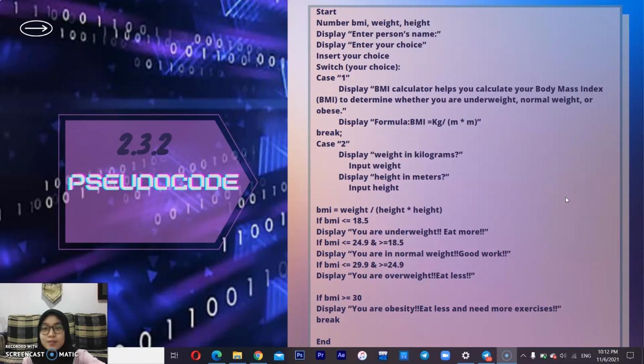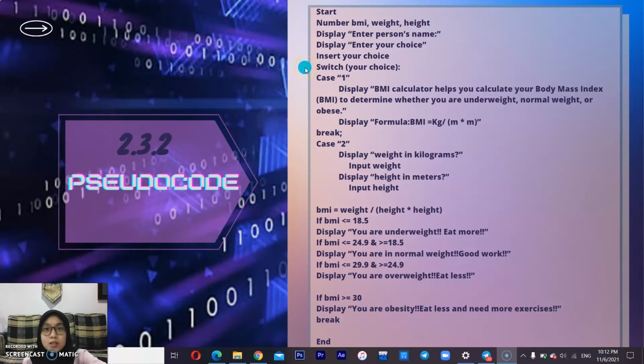Okay, we continue with the pseudocode part. After we do the problem analysis, we transfer to pseudocode. You can see here it must start with start, and then number, BMI, weight, height, and then we need to display enter person's name and display enter your choice, and then we need to put insert your choice.